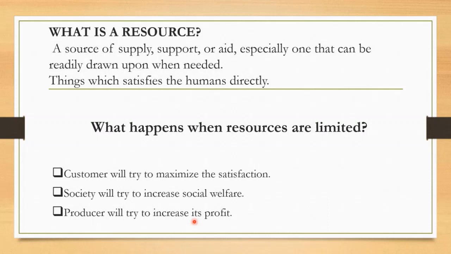So overall, economics is a science where resources are limited, and from these limited resources, the customer satisfies its needs in the maximum way possible. The producer maximizes its profit, and society maximizes its social welfare.